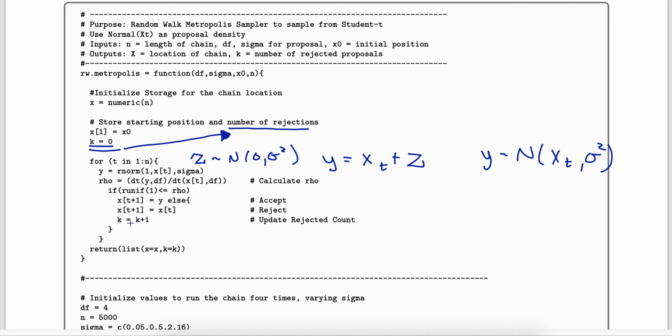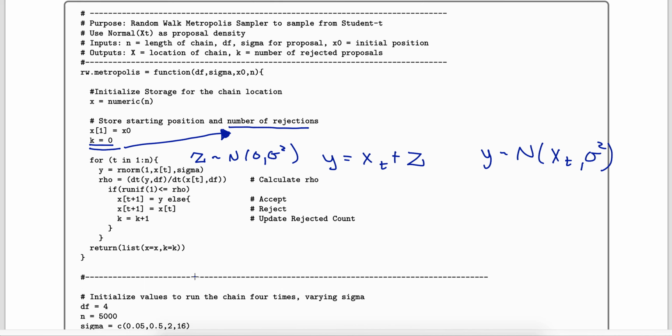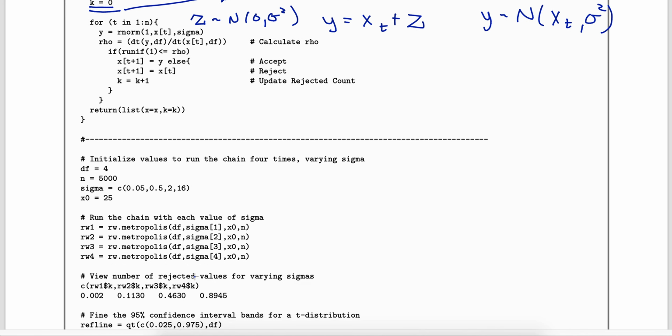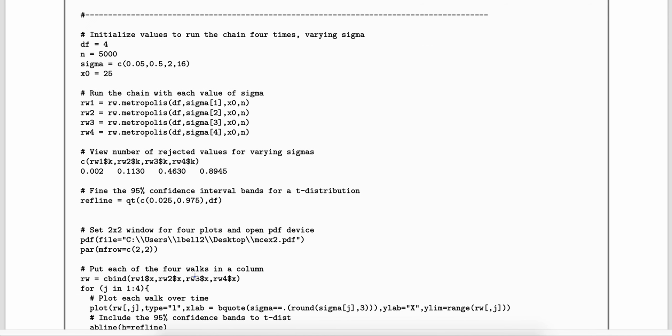K is k plus 1. And I'm going to return both of those things this time: X, the spaces I'm moving through for my chain, and then K, the number of rejections. So let's look at running it and some different bits of output here.